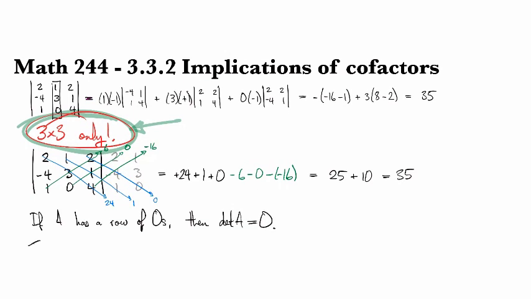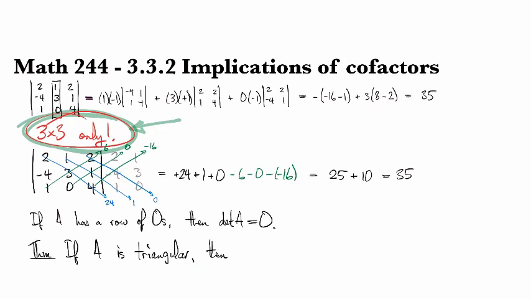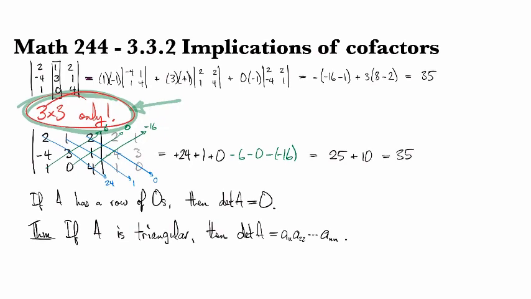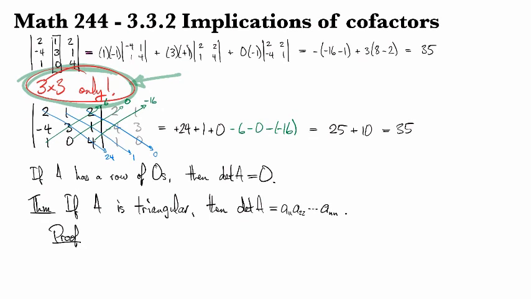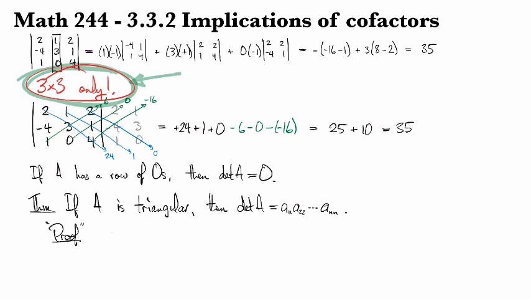So another thing that we can see from cofactors is this theorem that we had before: if A is triangular, then the determinant is just the product of the diagonal entries. To see that, you just take the determinant of an upper triangular matrix using cofactor expansion. So let's just do it by example. This is not really a proof, but you'll be able to see that what happens for this example happens generally.